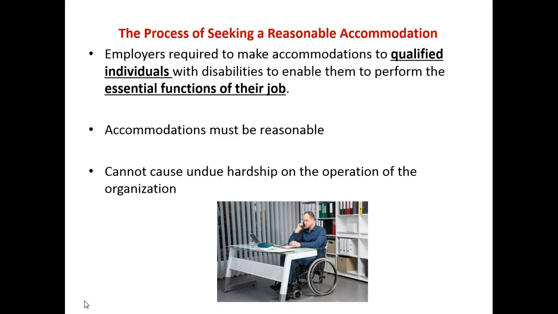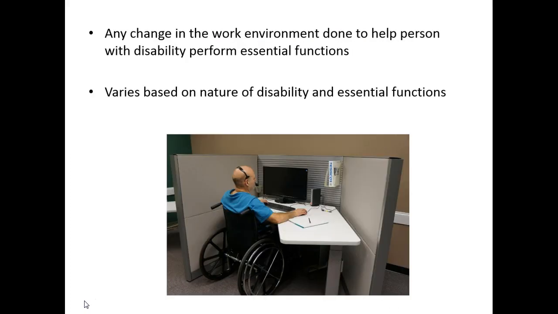Under Title I, employers are required to make accommodations to qualified individuals with disabilities to enable them to perform the essential functions of the job. These accommodations must be reasonable and cannot cause undue hardship on the operation of the organization. Now, a reasonable accommodation is any change in the work environment or the way things are usually done to enable a person with a disability to perform the essential duties of the job.